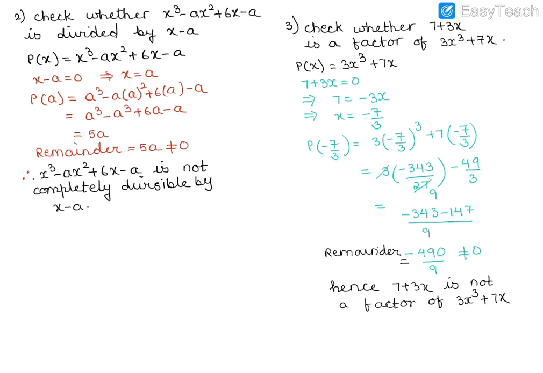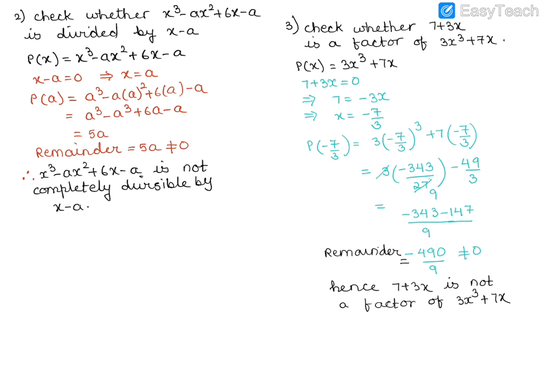The next one, check whether this px which is given to you is divided by x minus a. Now if it is divisible, what should happen? My answer should come out to be 0 if it is completely divisible. If not, I'm going to get a remainder. So I put x minus a is equal to 0. That means x is equal to a. So in this expression, I am going to substitute x is equal to a.